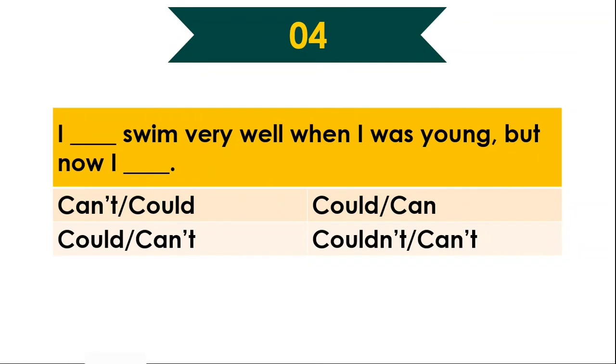Then: I dash swim very well when I was young, but now I dash. So it means that someone is telling about their past ability. तो could आएगा. I could swim very well, ठीक है, when I was young, but now I can't. So the correct answer would be: I could swim very well when I was young, but now I can't.